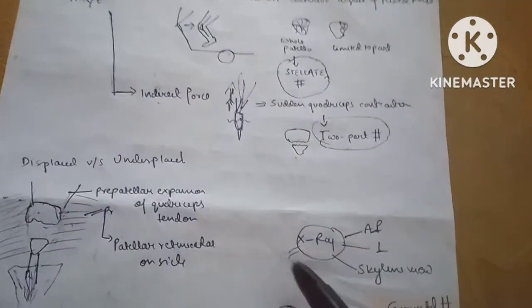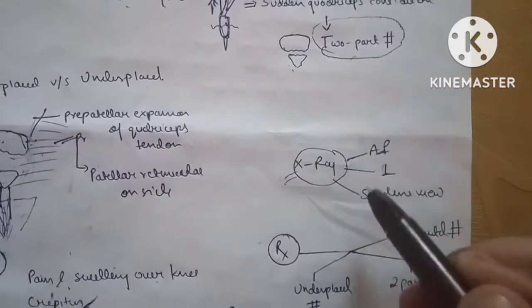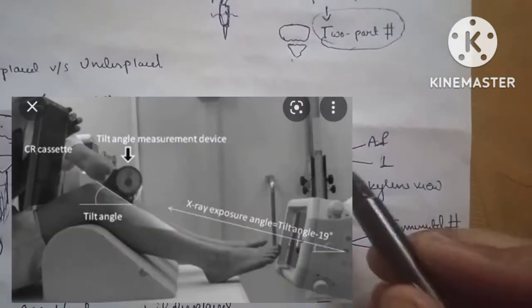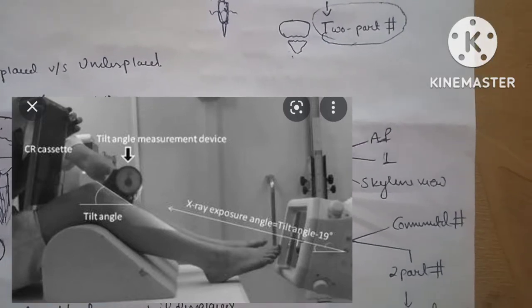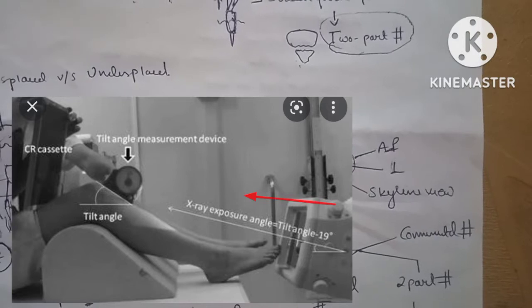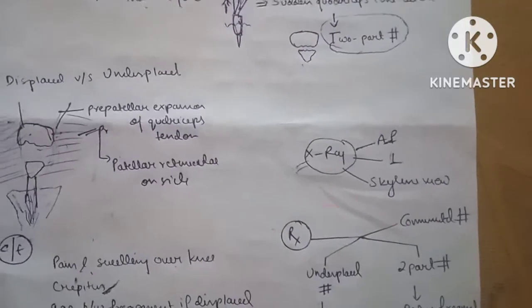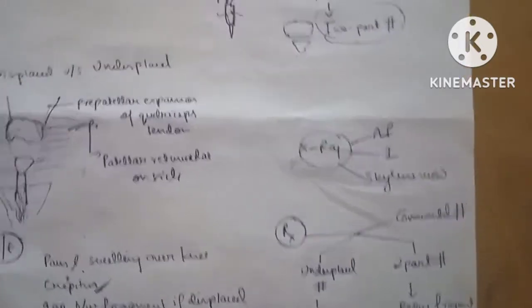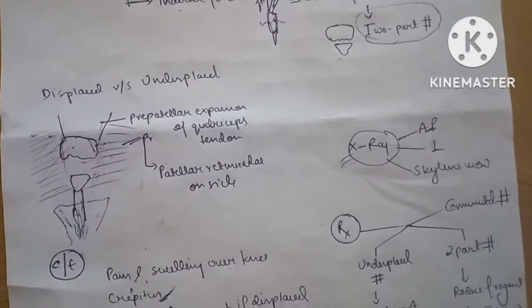Going into the x-rays in patellar fracture, we go for an AP view and lateral view, which are easy to understand, but also a skyline view. See in this image, this is how the skyline view is taken with the knee in a semi-flexed position. The x-ray beam goes from this side and the film is placed on the other side. In many cases, comminution may not be seen in x-rays too, and while operating, comminuted fractures are found.